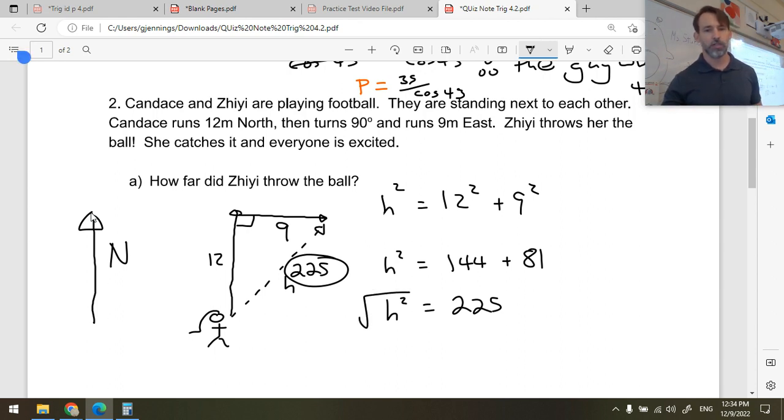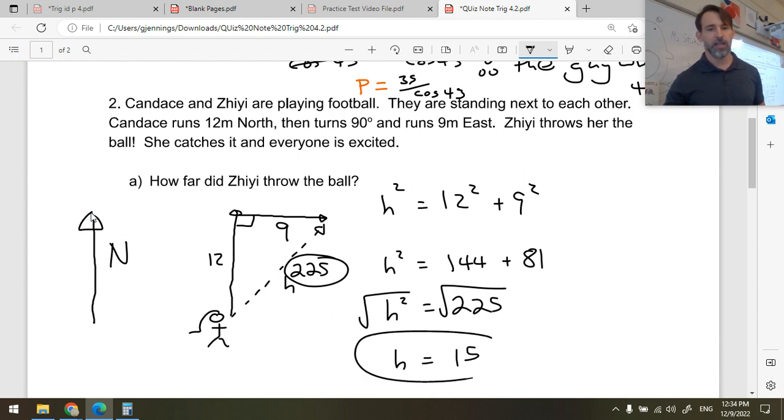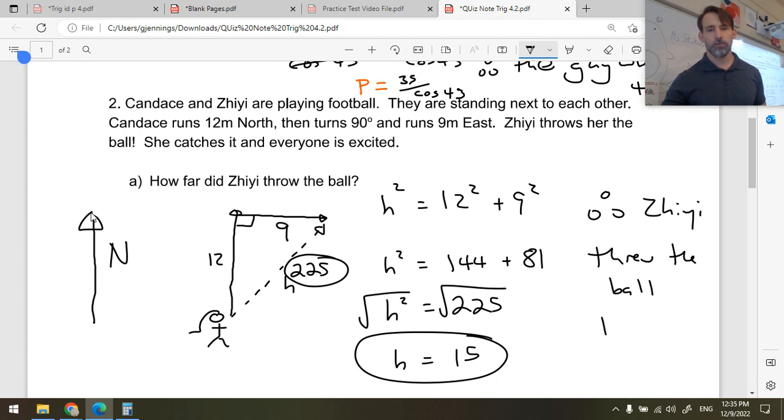You need to square root both sides. And yes, 15 squared is indeed 225. So that's the distance. So therefore, G threw the ball 15 meters. Cool. Any questions?